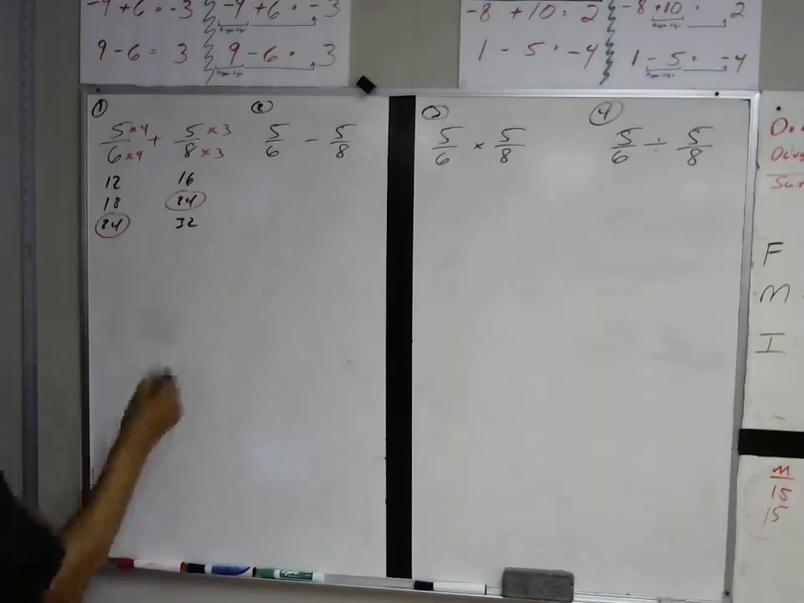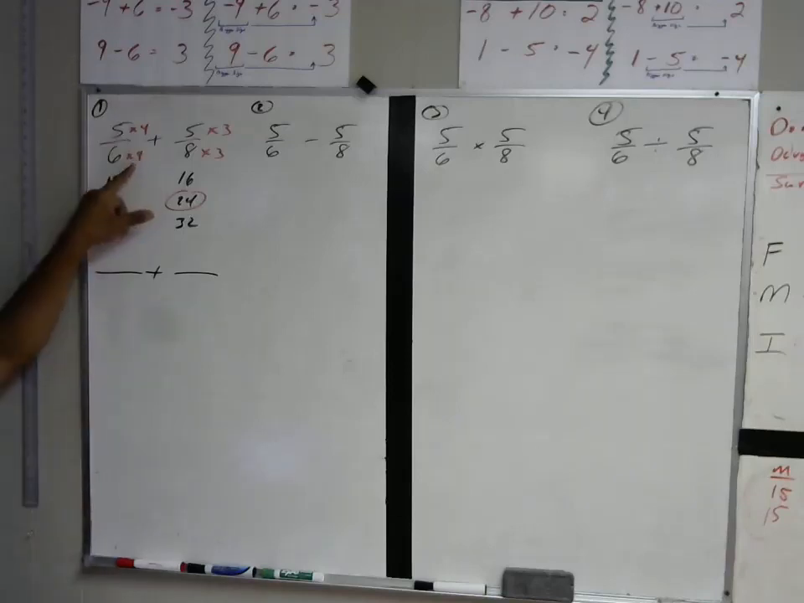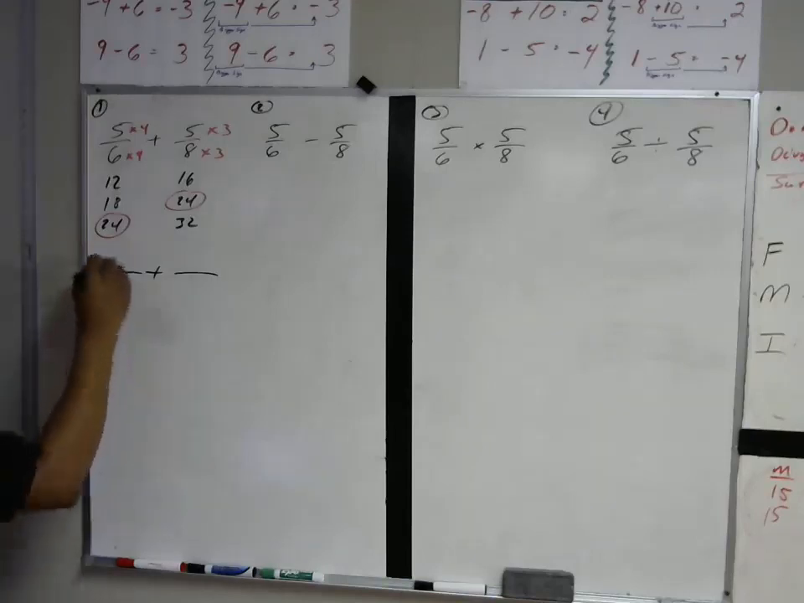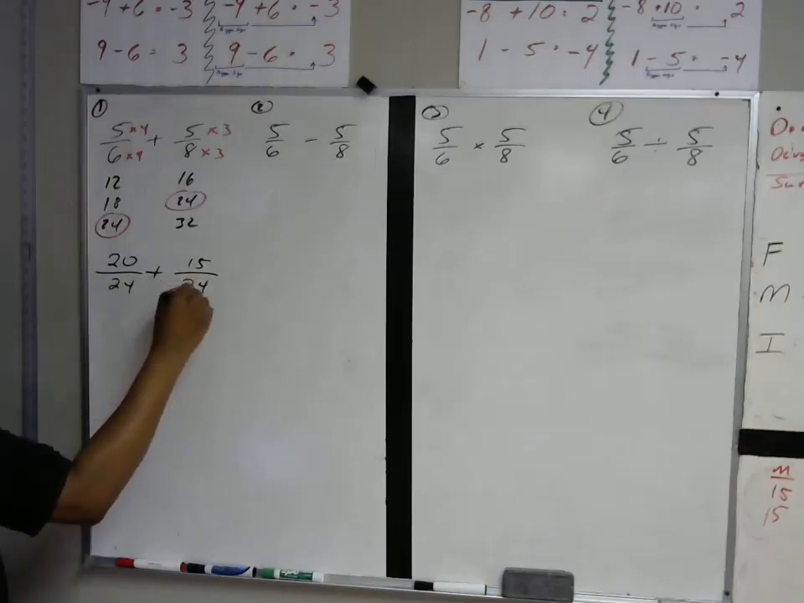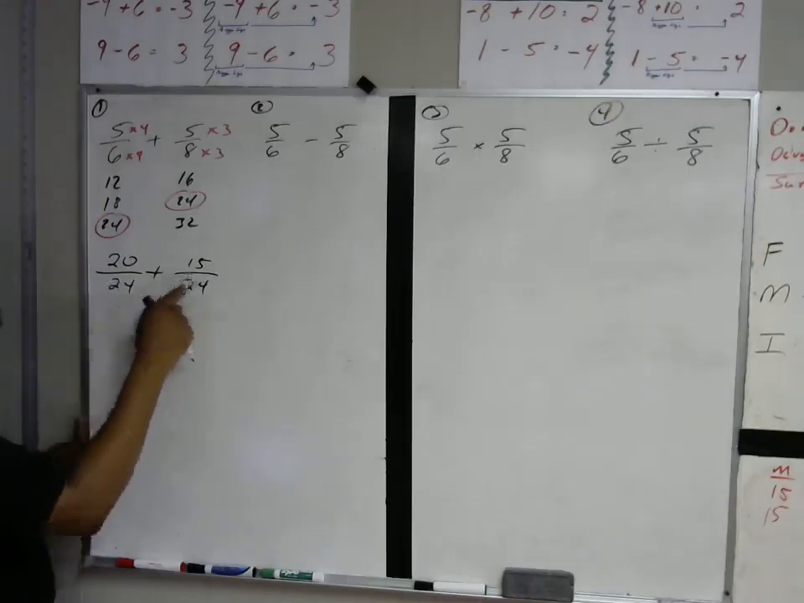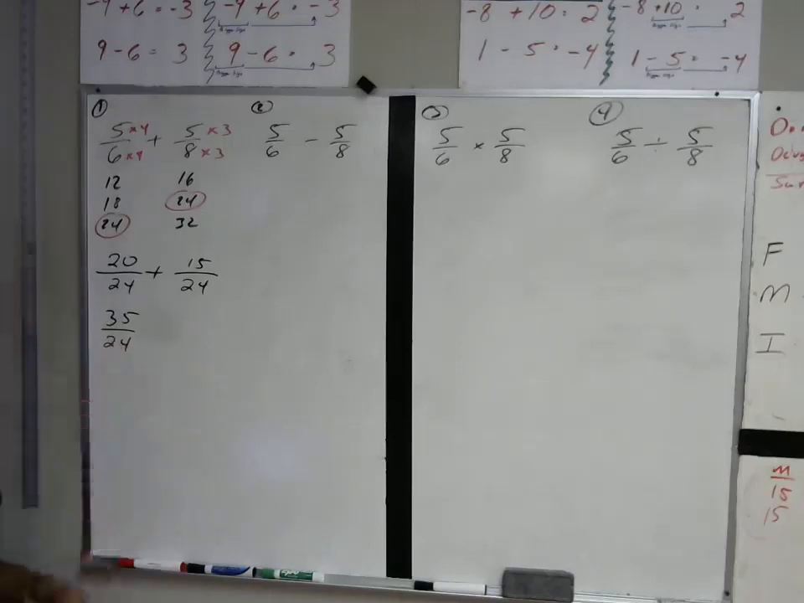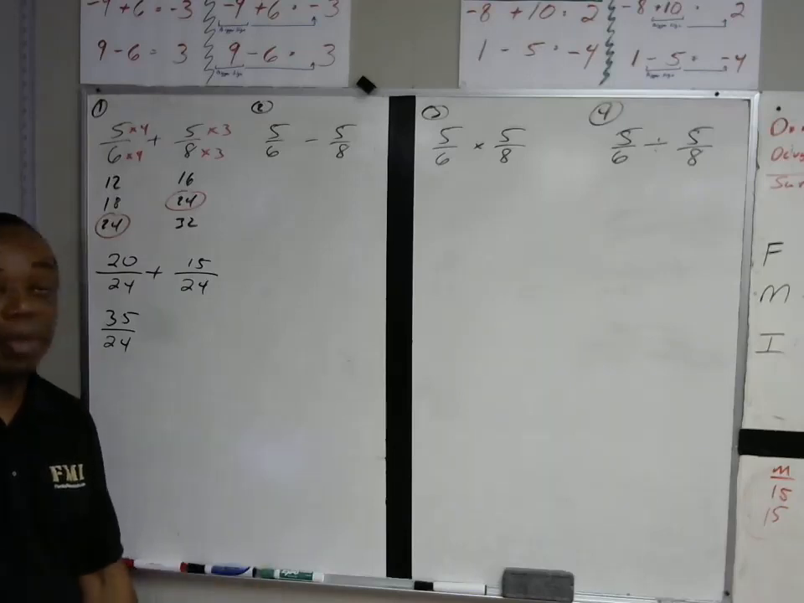Okay. Now let's rebuild our fractions using our new numbers here. 5 times 4, 6 times 4, 5 times 3, 8 times 3. So we have 20, 24, 15, and 24. Okay. Now, when we combine these, 20 over 24 plus 15 over 24, we'll end up with 35 over 24. And that's it. It is improper, but we'll leave that there. We'll deal with the idea of turning an improper into a mixed number later on.